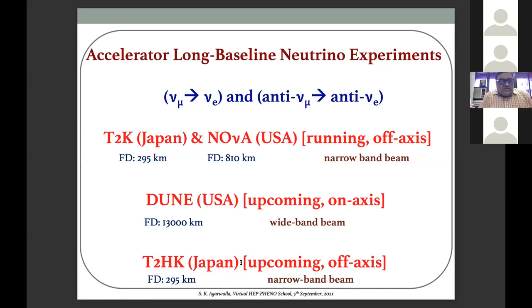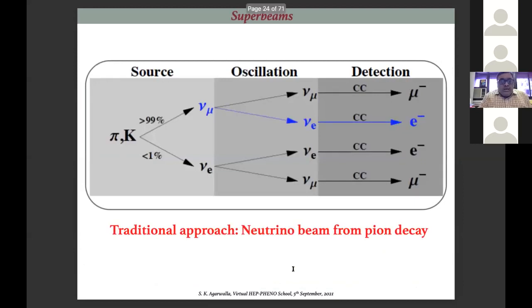Almost, you can say 50 times larger than the Super-Kamiokande detector. And they have started developing this detector. And this will again be a narrow band beam because they will place their detector a little bit off the beam direction. So in a long baseline experiment, you produce neutrinos from pion decay.